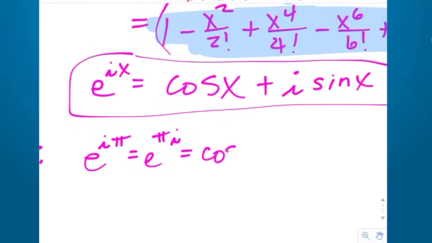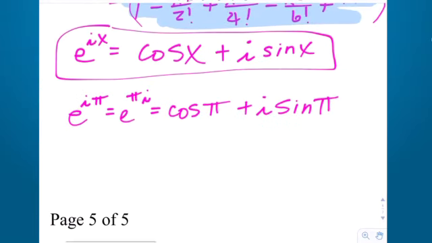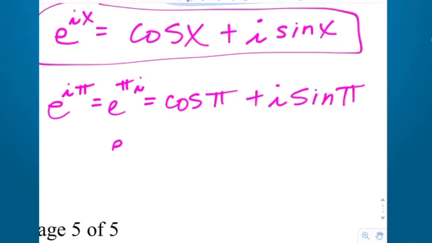Anyway, let's plug it in. I get cosine of pi plus i times sine of pi. And even in Euler's world, guess what time it was at this time? Unit circle time. All right, so I get e to the pi i equals, what's cosine of pi? Negative 1. And what is sine of pi? 0. What's 0 times i? It's 0. It's still 0.